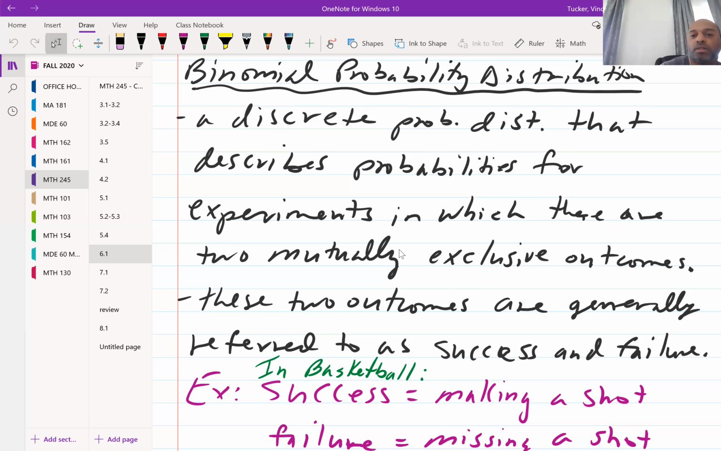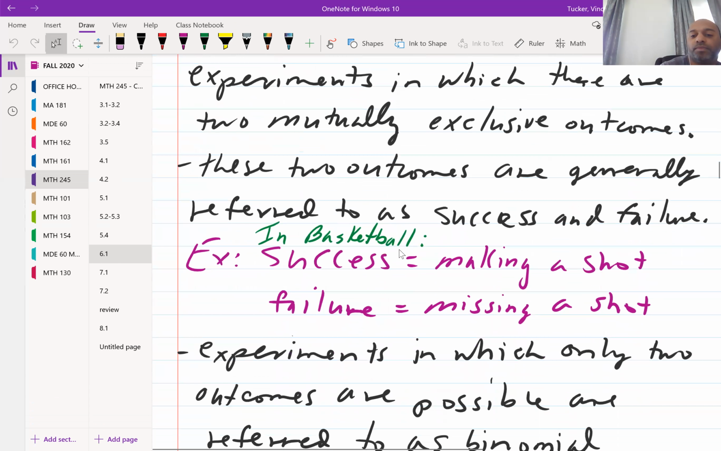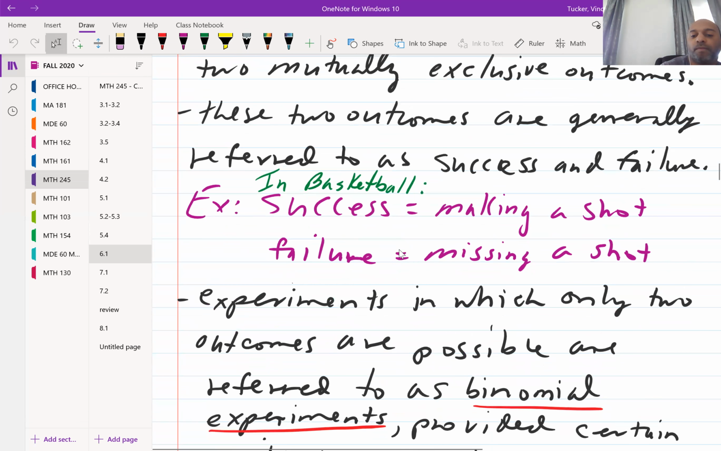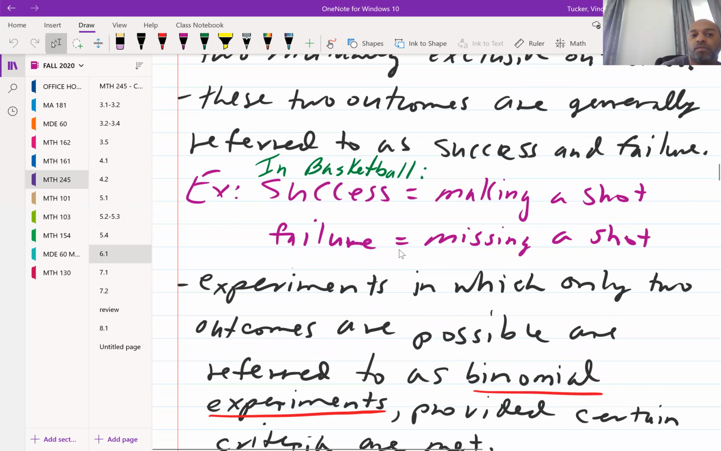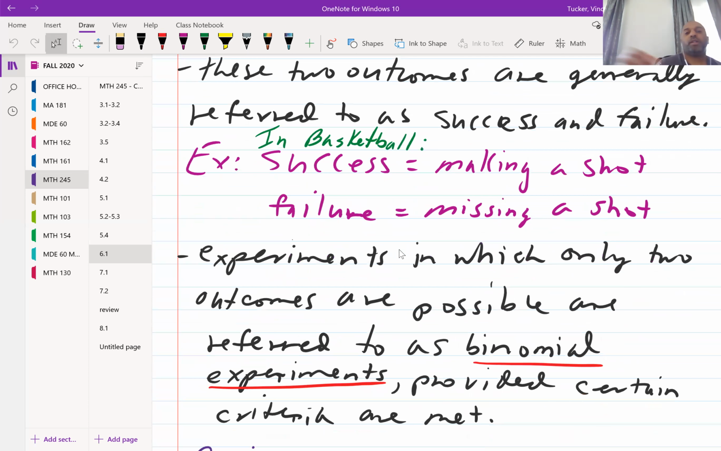All right, experiments in which only two outcomes are possible are referred to as binomial experiments, provided certain criteria are met. And of course, we're going to look at those criteria in a second.